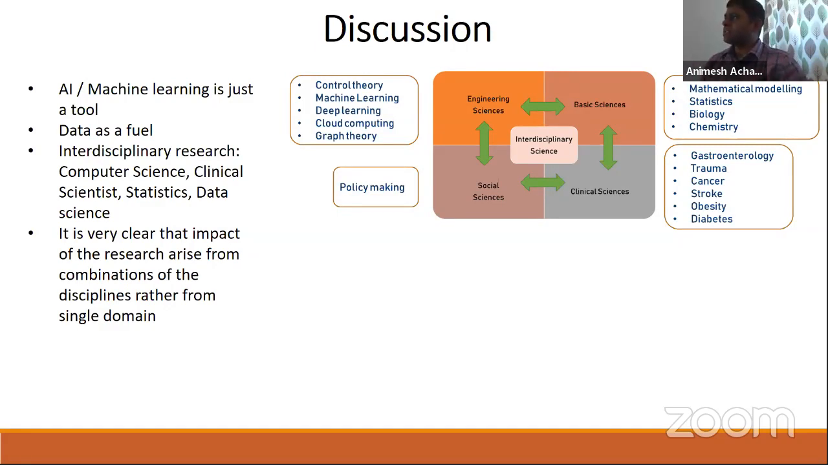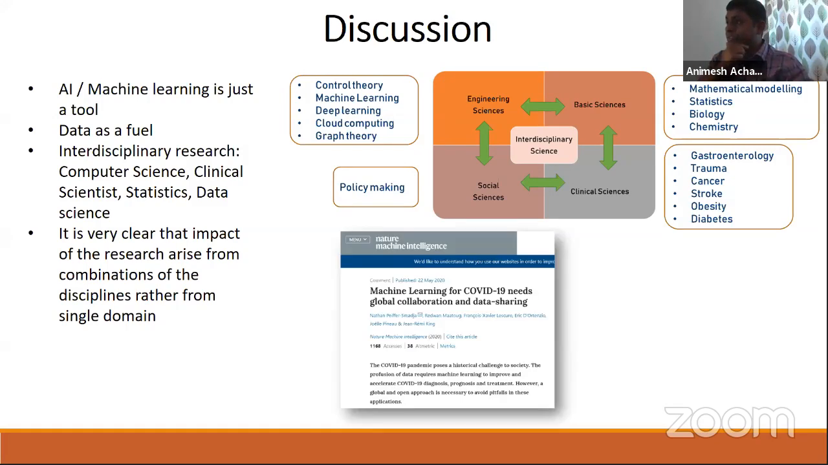Okay, clinical science and basic science are linked with each other. And here, this was published on 22 May in the Nature Machine Intelligence journal, which came out, I think, very new compared to other Nature journals. They said machine learning for COVID-19 needs global collaboration and data sharing. So data sharing has become an ingredient of research nowadays.